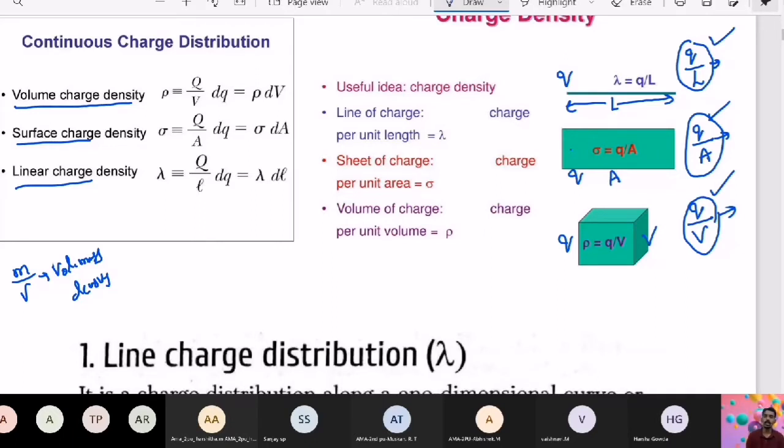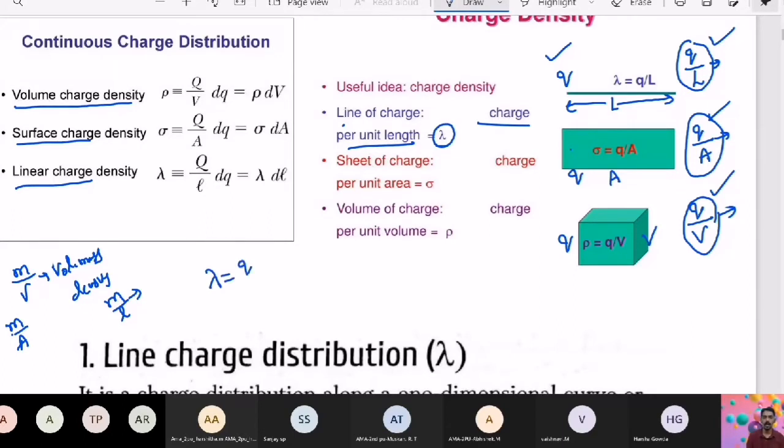Mass by volume means volume mass density. Mass by area means area mass density. Mass by length means linear mass density. Like that here, which quantity are we distributing? Not mass, charge. So charge by length, length meaning linear, gives linear charge density. So for a line of charge, charge per unit length we represent with the symbol lambda.